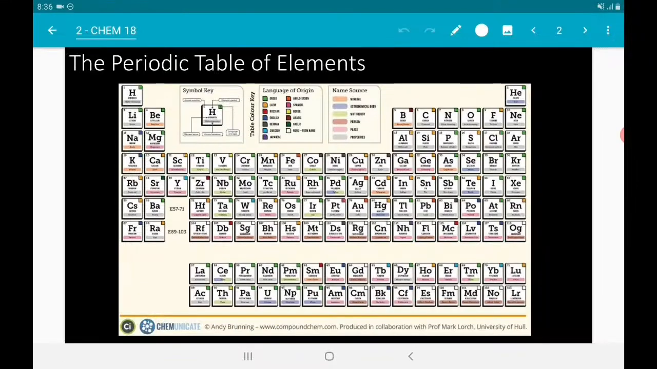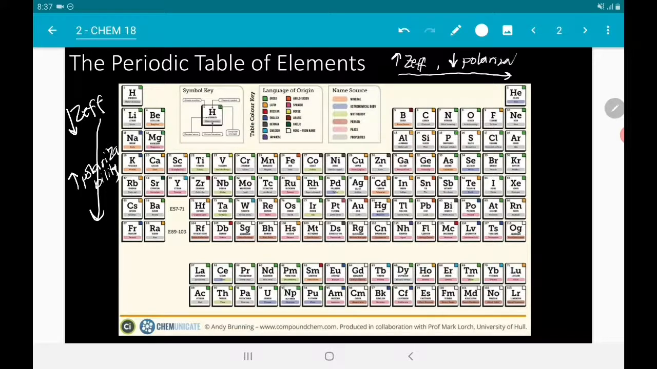So punta tayo dun sa ating periodic table. Down the group, the Z effective decreases. So kung nagdi-decrease ang Z effective, nag-i-increase ang polarizability. How about from left to right? From left to right, nag-i-increase ang Z effective. So, therefore, yung polarizability mo, bumababa. Ibig sabihin, yung mga atoms or molecules na may mga ganitong atom sa side na to, they have low polarizability. While yung mga molecules naman na may ganitong atom, yung mga nasa baba, they have high polarizability.